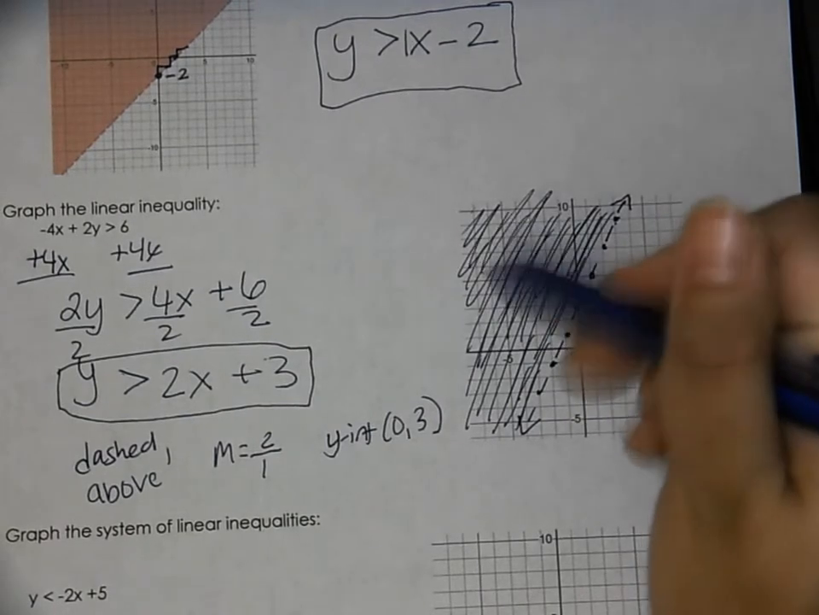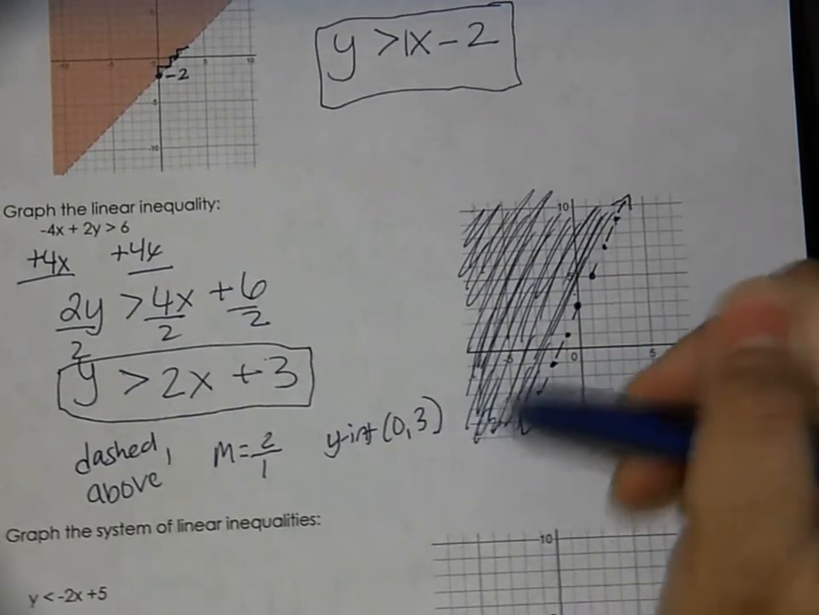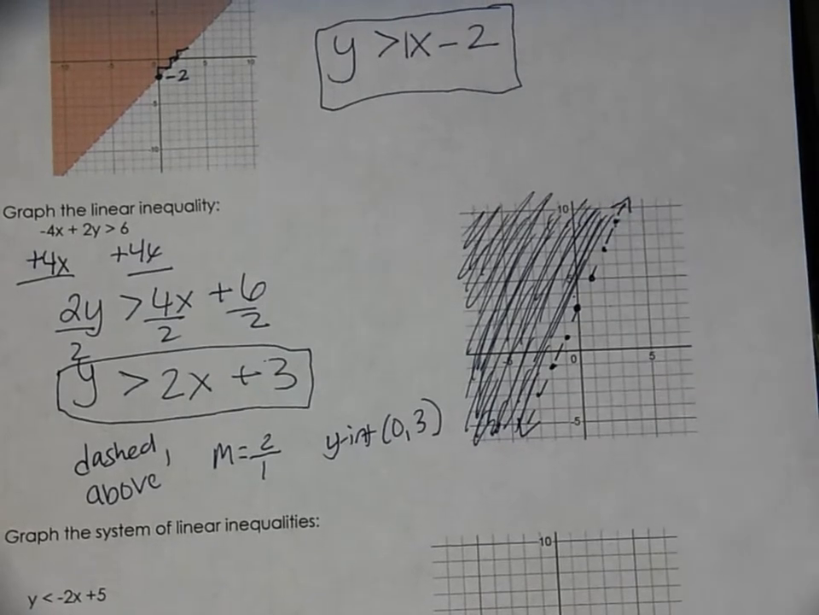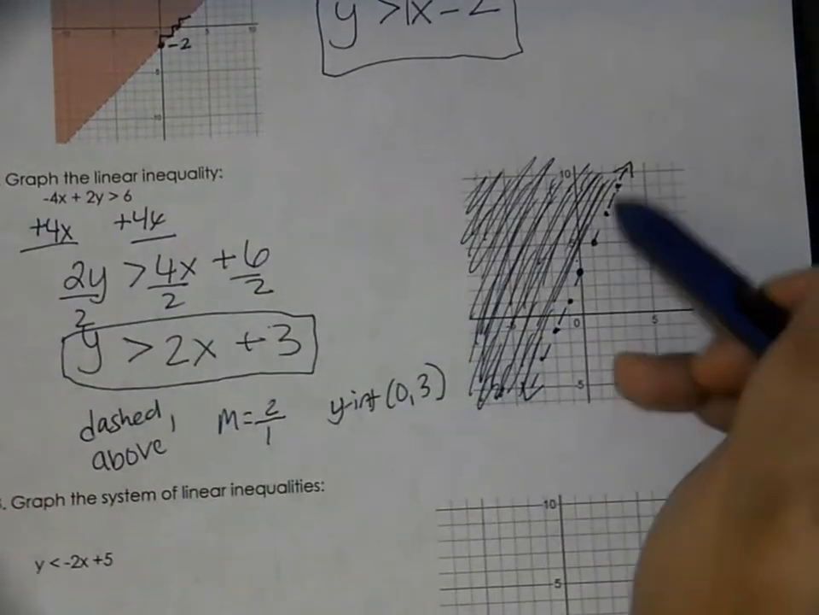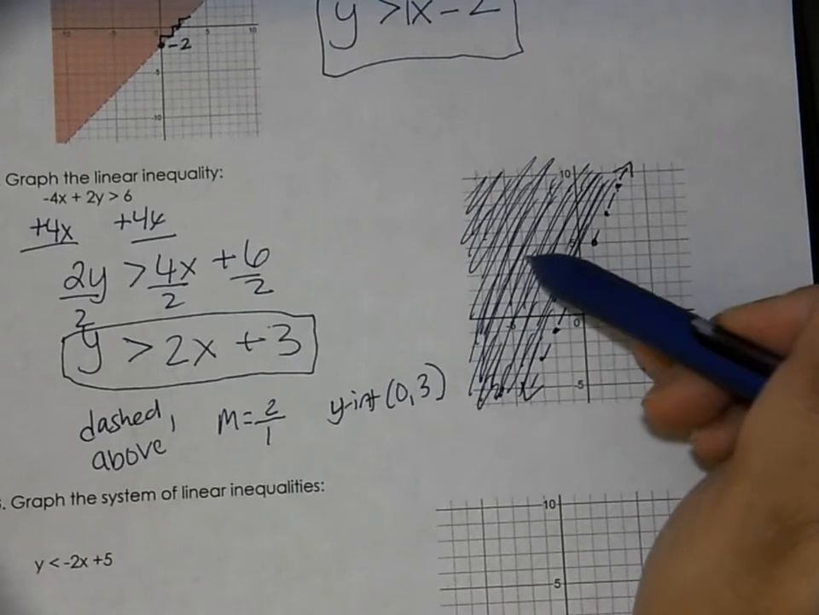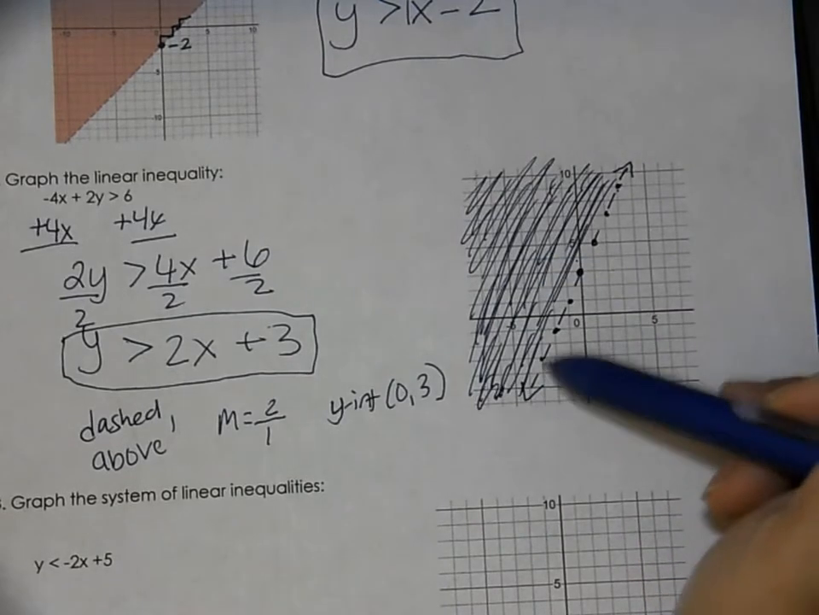Okay, and that's it. Now, of course, you're not going to do a physical graph. You're going to look for the correct answer as a multiple choice option. But just look out for dashed, look out for shading whichever way, and then the correct slope and y-intercept. All right, we're going to finish up with this last one.